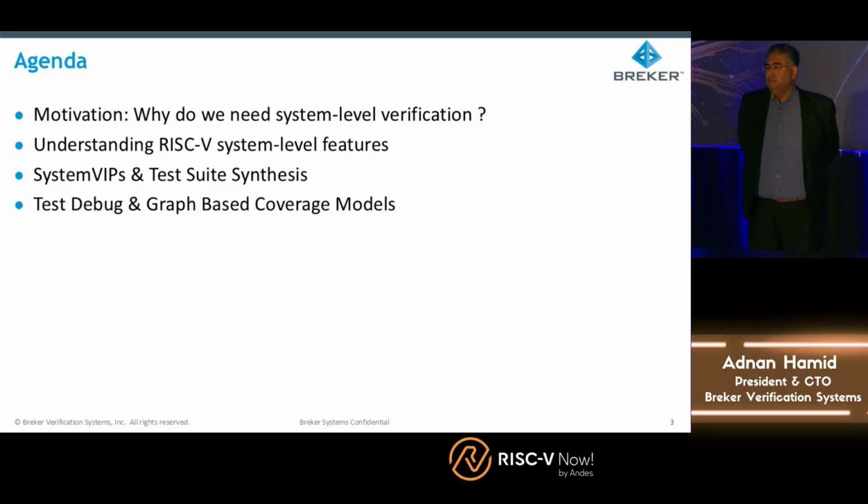System VIP: you're used to the idea of buying a protocol VIP like for PCI Express, right? You'd never write tests for PCI Express yourself anymore. You just buy something from one of the major vendors. Well, you can buy those solutions for system VIPs as well, for RISC-V subsystems, and so on. And then if we have time, we'll get a little bit into what we're doing for debug and coverage.